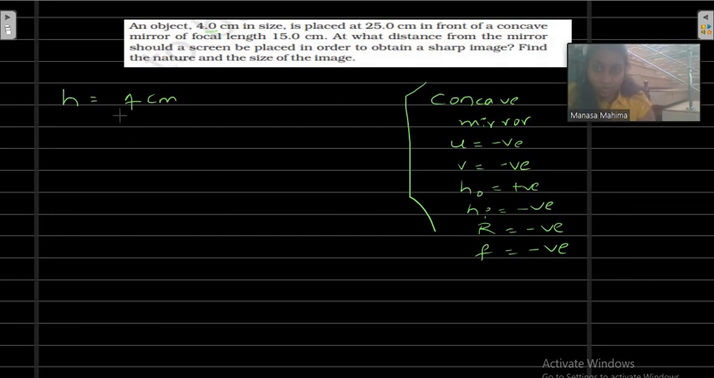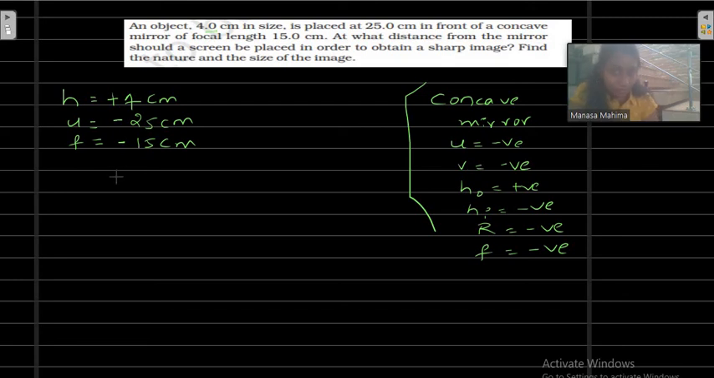Since they have given the object size, I have to take it with a positive sign, that is 4 centimeter. And they have placed it at 25 centimeter in front of a concave mirror of focal length, which you have to take with a negative sign, 15 centimeter. At what distance from the mirror should a screen be placed in order to obtain a sharp image? Find the nature and the size of the image.